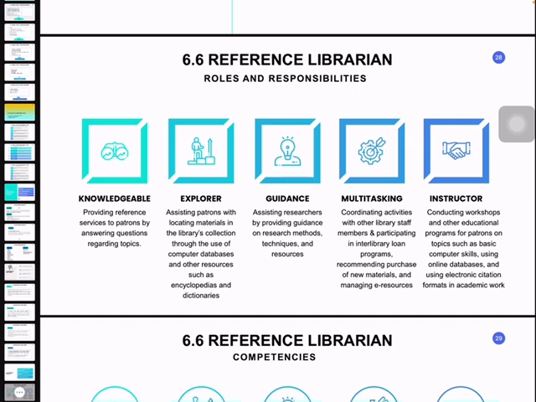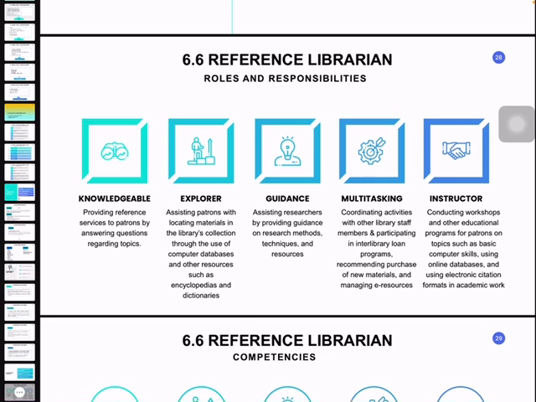They also need to be multitasking because they are coordinating activities with other library staff members and participating in interlibrary loan programs, recommending purchase of new materials and managing e-resources. Multitasking, kena ada kebolehan buat macam-macam. Coordinating activities and then assist user and then guide user and so on.